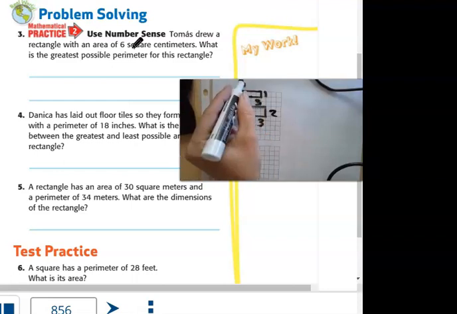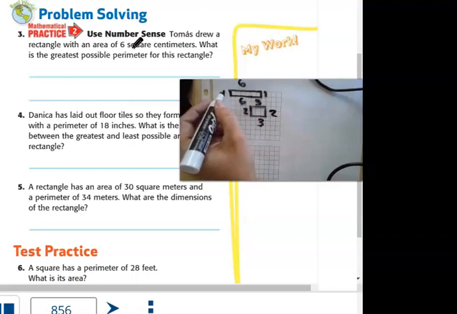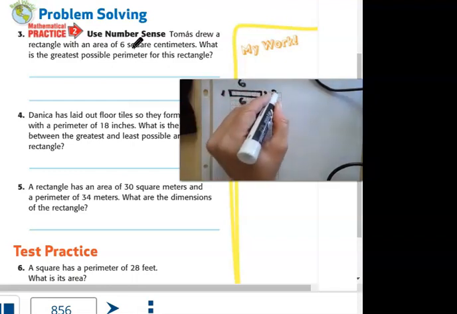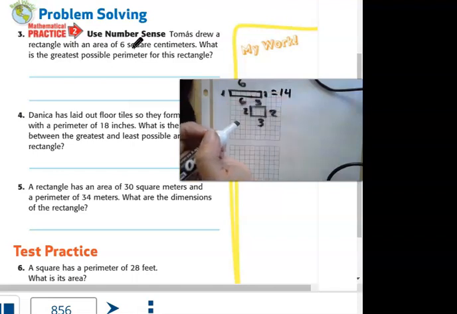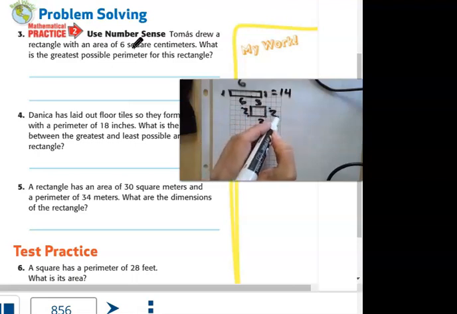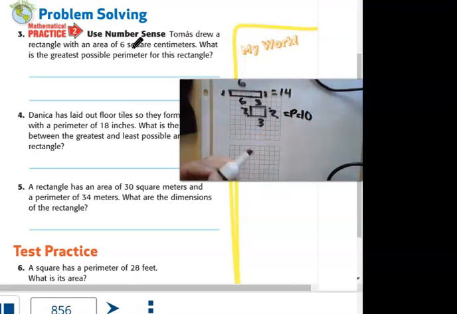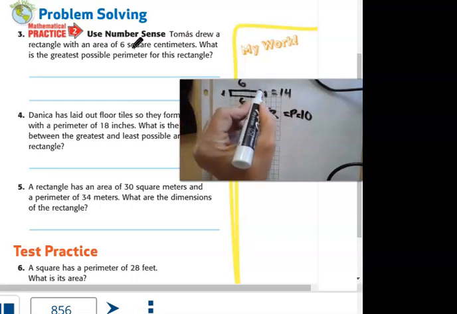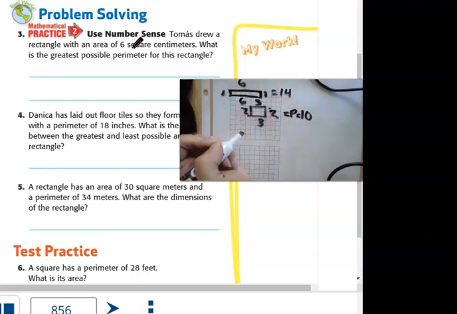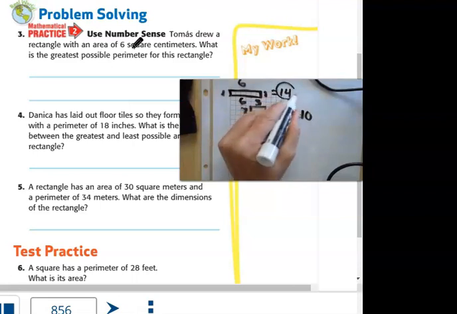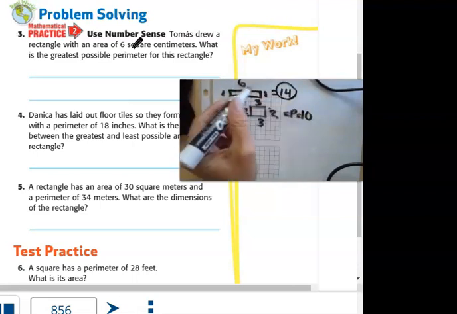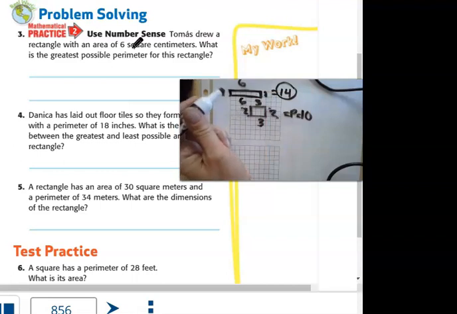Now if I add these up, 6 plus 6 is 12, 13, 14. So this shape has a perimeter of 14. 3 and 3 is 6, 7, 8, 9, 10. So this has a perimeter of 10. And it's asking you for the greatest possible perimeter. So as I talked about before, the one that is the narrowest is going to have the greatest perimeter. So the shape that is 1 by 6 will have the greatest perimeter, as it's asking for in number 3.